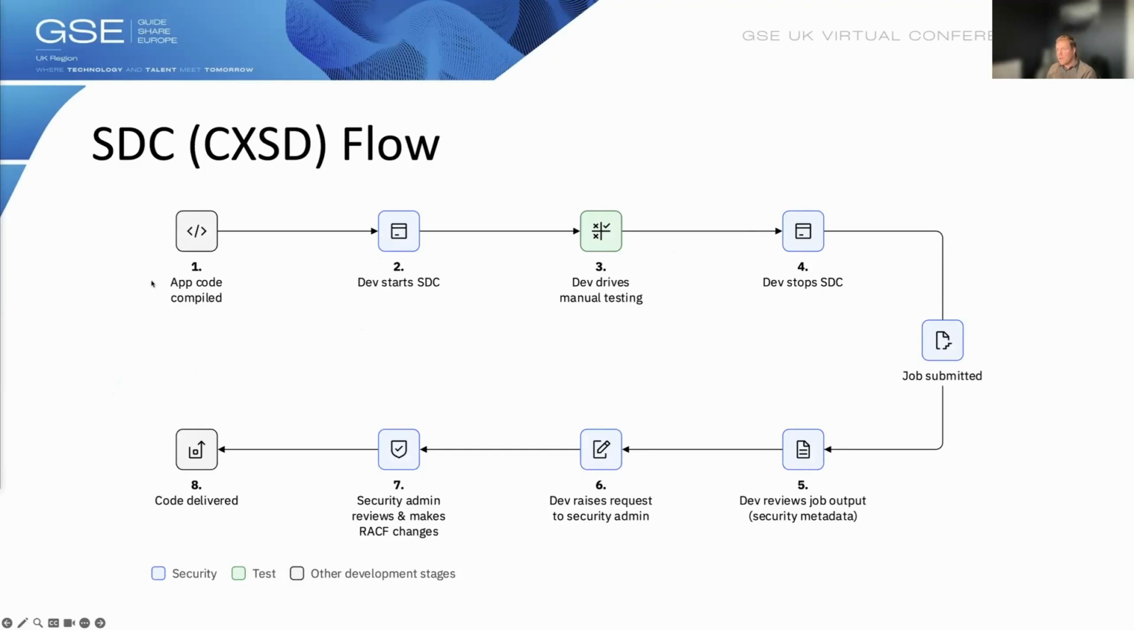If a developer is changing the code, they would make the code change, compile it. The developer would then start SDC using HTTP or using the CXSD transaction. The developer would then drive the manual test. They would then stop SDC. SDC will automatically run a YAML generation job to generate the security metadata, which is happening here. Step 5, the dev can review the job output, or it could be sent to the security admin. If there is a change in the security, then the developer can raise a request to the security admin to get the changes made to the security database. The security admin can then review those changes and implement them on the security database, and then you're allowed to go and deliver your code.